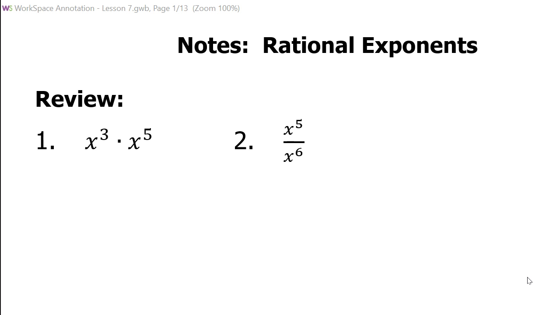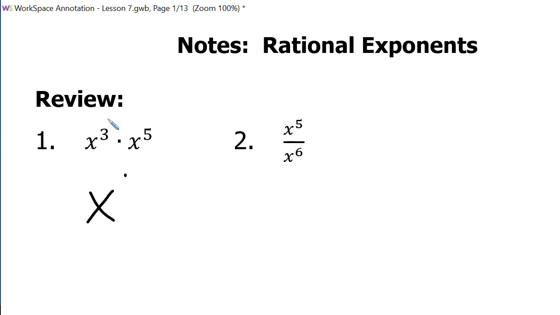For problem number 1, when you are multiplying and the bases are the same, you keep the same base, and when you're multiplying, what do you do with the exponents? Add them. So 3 plus 5 is 8. So the answer for problem 1 is x to the 8th.